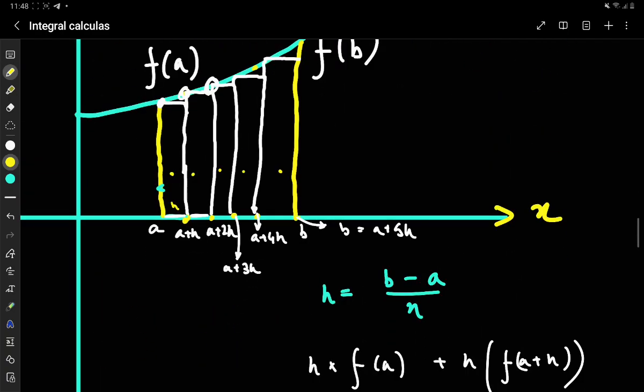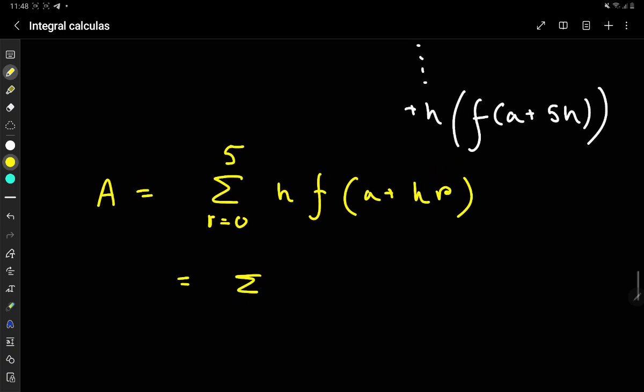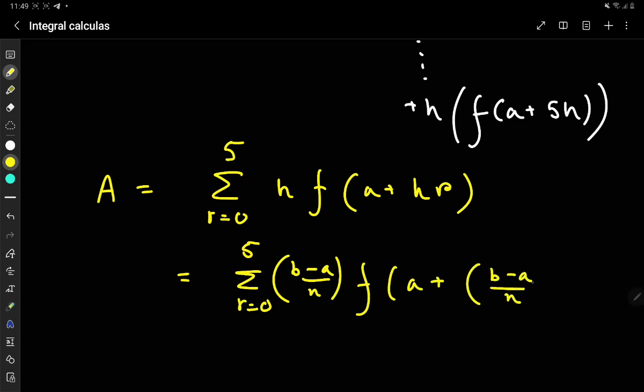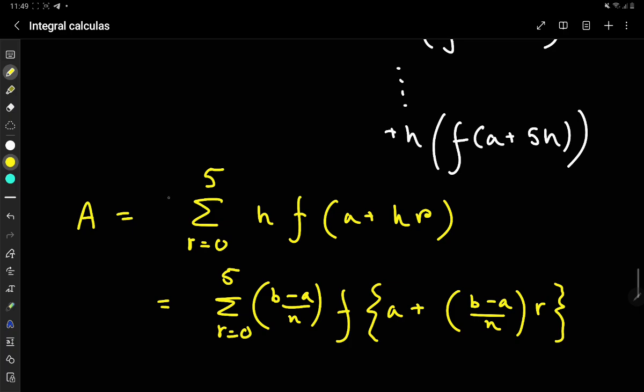Acha, we can also plug in the value of h equals b minus a by n, so let's just go ahead and do that. So summation r equals 0 to 5. For h we'll write b minus a by n, times f of a plus b minus a by n times r. And pardon me here if this looks a little ugly. Since this looks a bit ugly, we'll use this equation itself because it looks way clearer in my opinion.